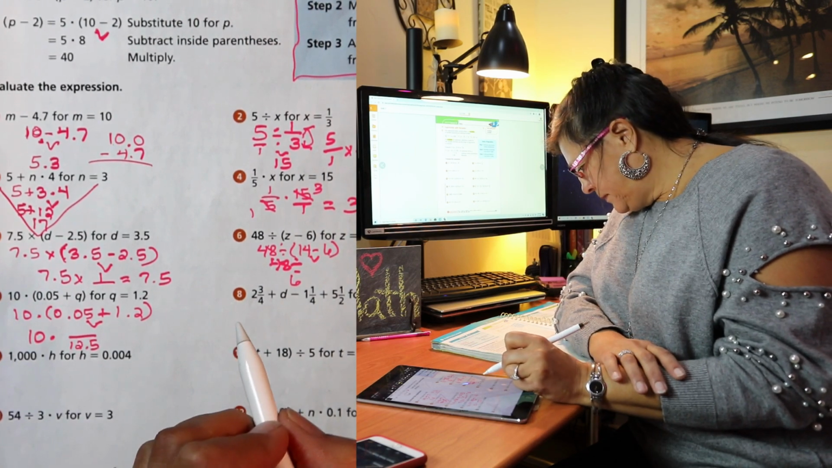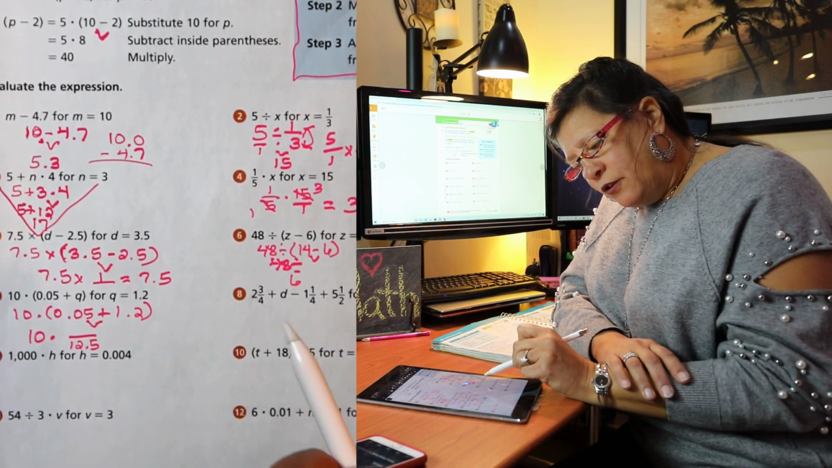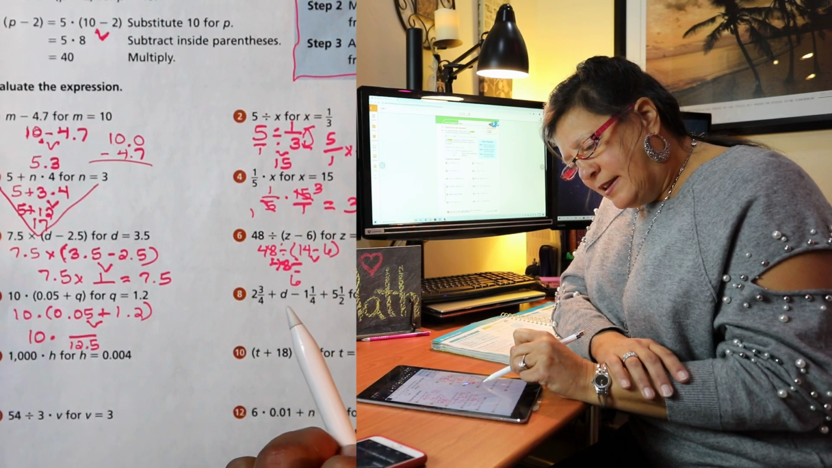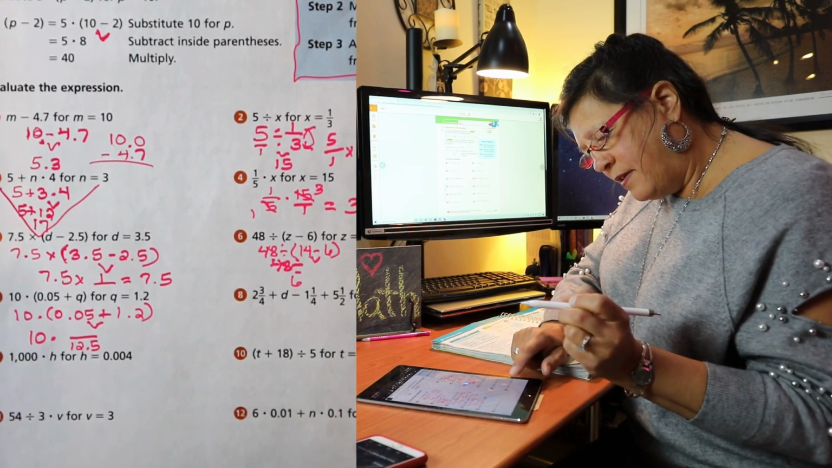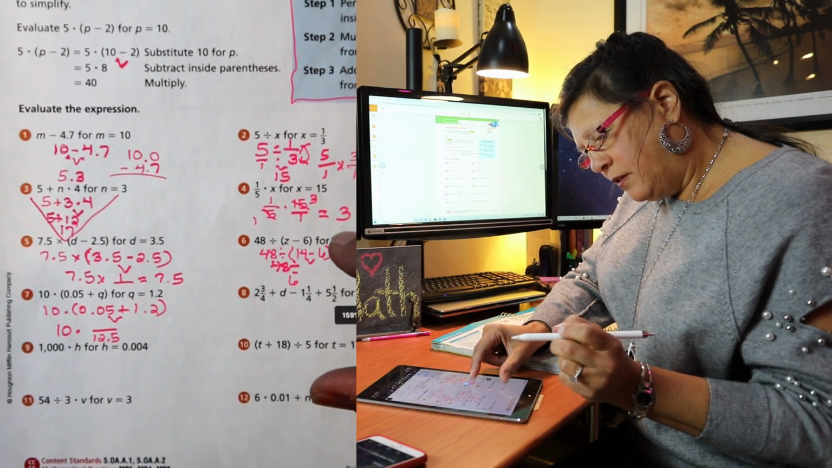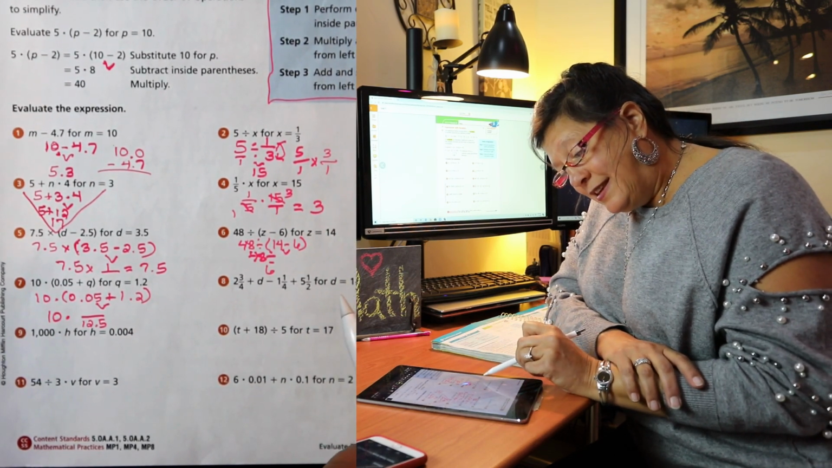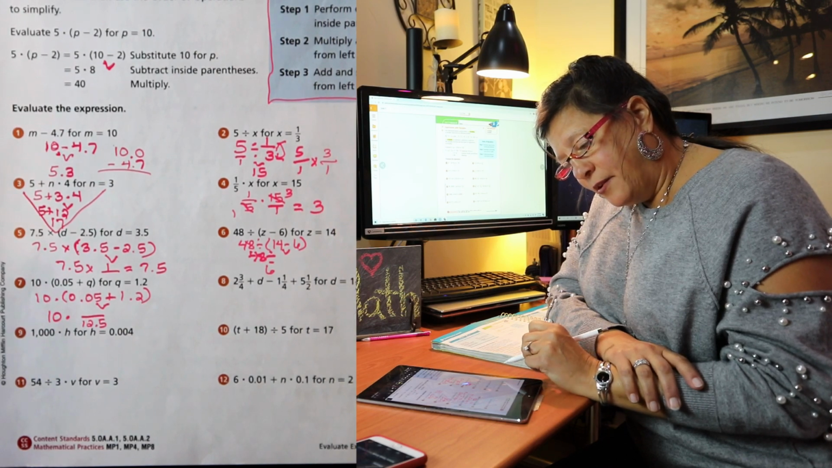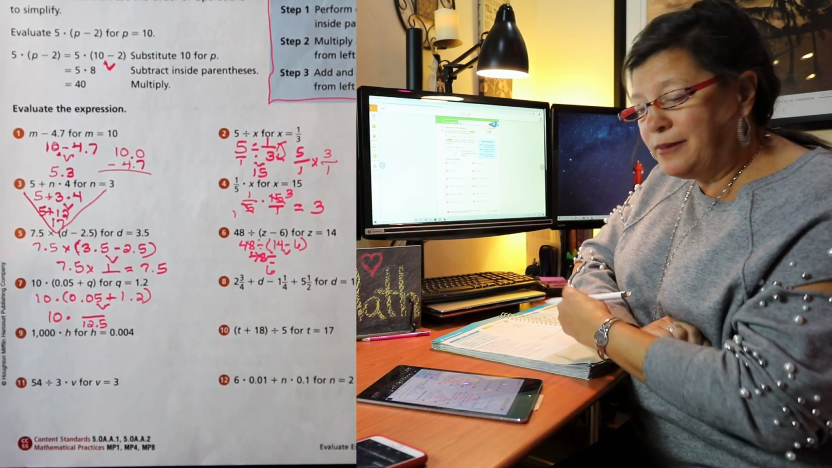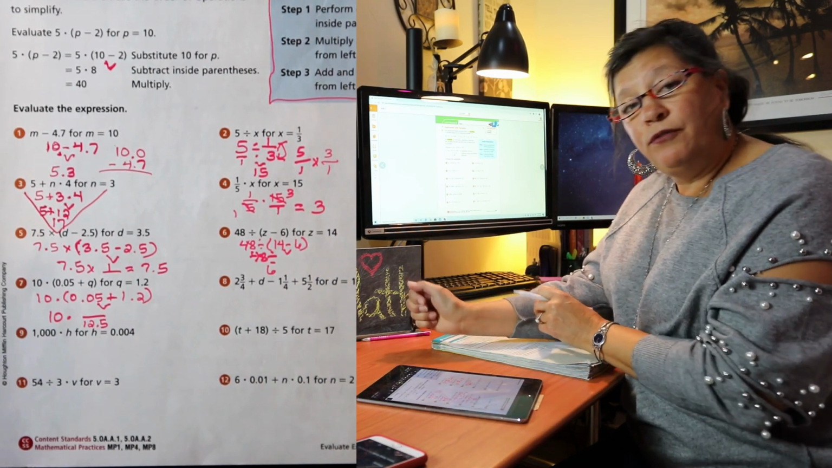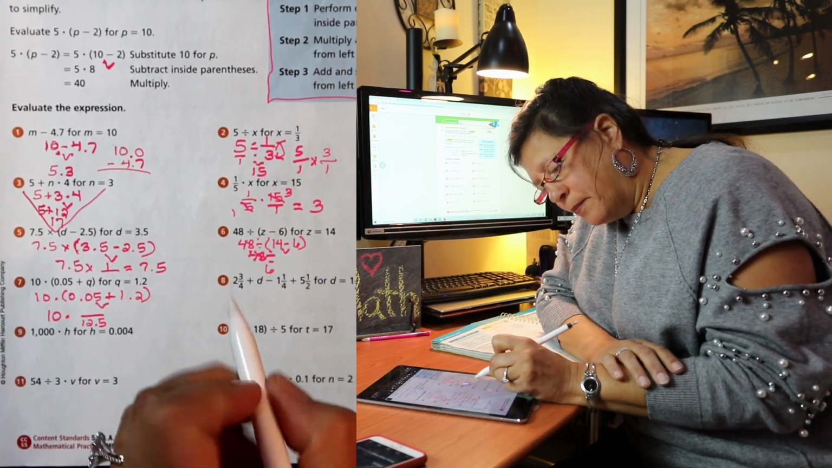Okay. Number 8. 2 3/4 plus d minus 1 1/2 plus 5 1/2, for d equals 1 1/2. I'm going to make this a little smaller so we can see the whole thing. Now we're getting a little longer here, so you're probably going to have to go to a piece of loose leaf to make sure you have enough room.